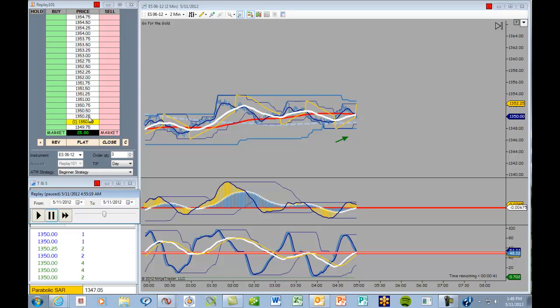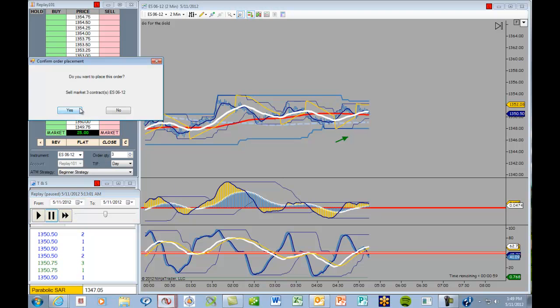Okay, stopped out with a small gain. Now we've basically got the same thing in reverse. So let's play the data until we get a curve on the longer term stochastic. Like about that. And we'll get short.